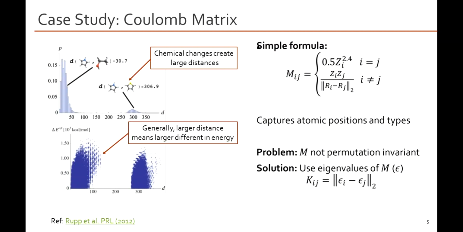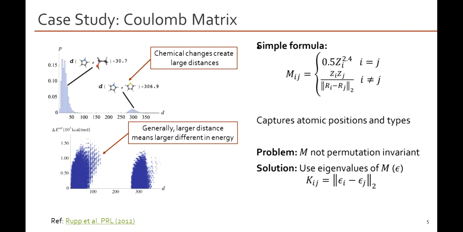And I can take the differences and I can sum them, or I can sum the squares of the differences, and that gives me a good kernel matrix describing two different molecules. So, in short, I take my matrix for each of the molecules, I compute the eigenvalues, and then I subtract the eigenvalues between two different molecules to get my kernel function. And this kernel function has some good properties.